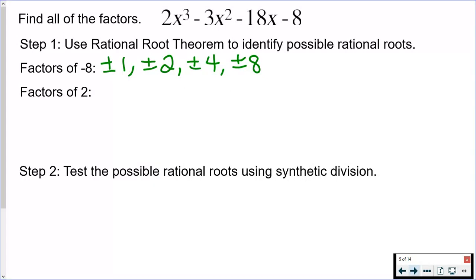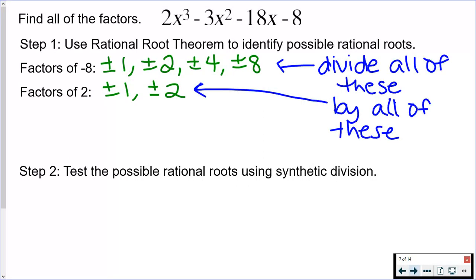I'm going to do the same thing with 2, which is the first term or the first coefficient in my polynomial. Well, the only numbers that go into 2 are 1 and 2. So plus or minus 1, plus or minus 2. Now what we're going to do is take all of those factors of 8 and divide them by all of the factors of 2.